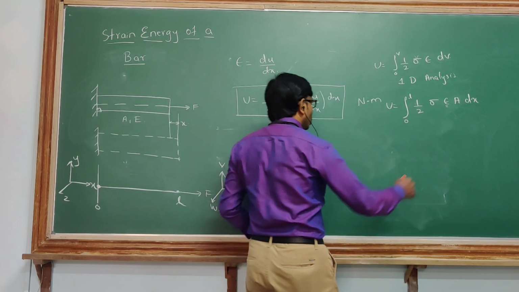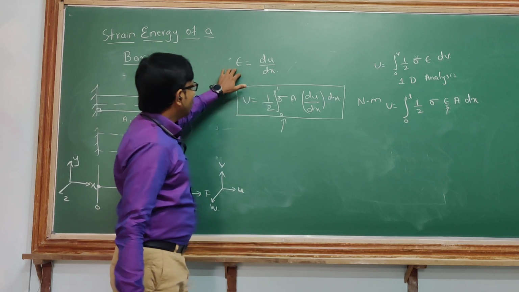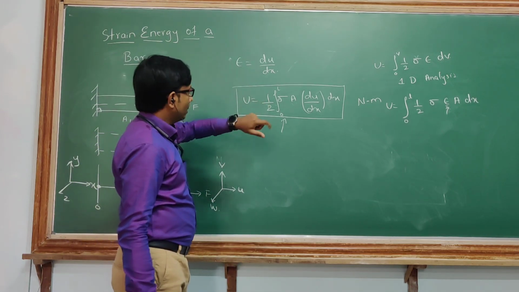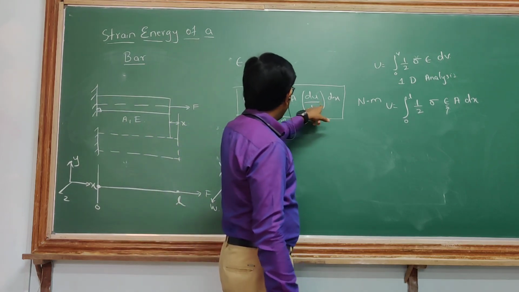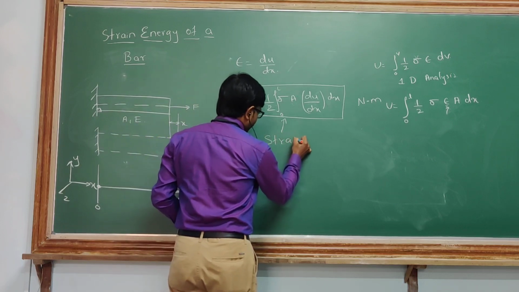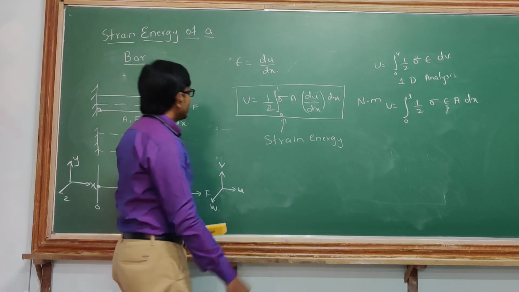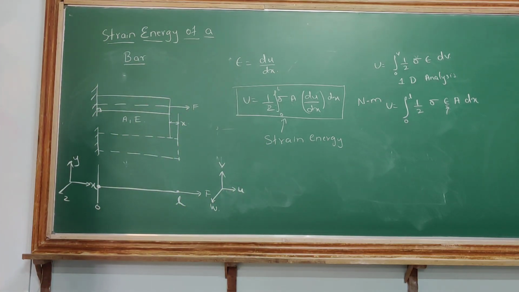Finally, one more simplification we can do is the epsilon part. From our previous study we know that epsilon is du by dx. So we replaced that parameter, and then we got this final equation, which is the strain energy. I hope you got this strain energy for a bar. Next we will be seeing strain energy for a beam.